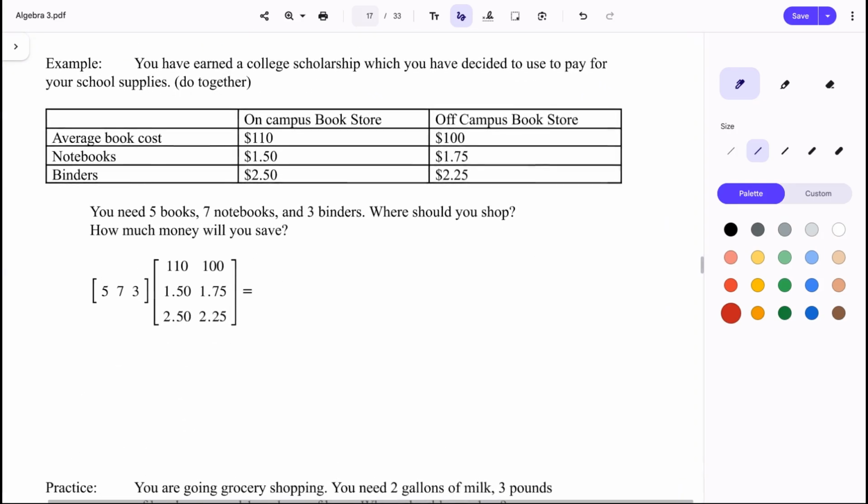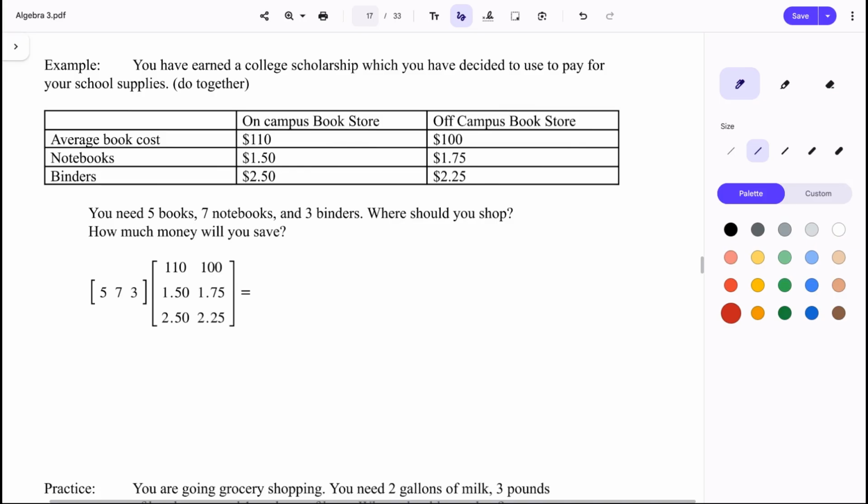So they're giving us a chart that's describing some prices at different scenarios. Like this first one is talking about bookstores, one that's on campus and one of them that's off campus. And they're giving us the cost of the different things that we're looking at purchasing. So it says that we need to buy 5 books, 7 notebooks, and 3 binders from this store. But they want to know which one should we go to? Like which store should we spend our money on, on campus or off campus?